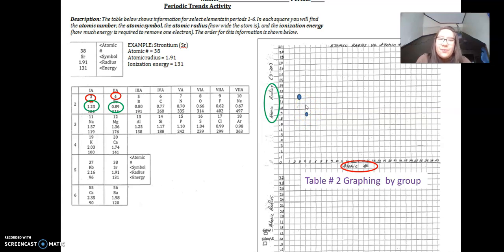In table 2, you're going to be graphing by group. You'll get some sort of zigzaggy line in this graph right here, which is cool, but I think graphing by group will help. You're going to have to choose different colors for each group. So for the first group, I've chosen a light blue. And I'm still going to be graphing by atomic number at the bottom and atomic radius on the side.